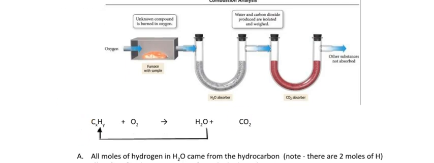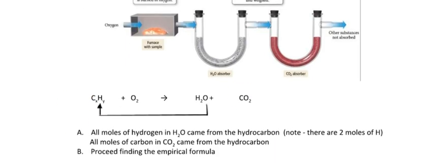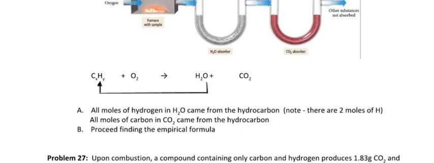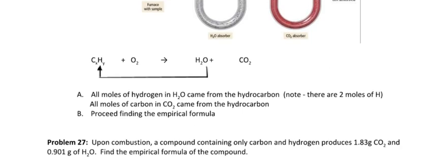So as I wrote here, all moles of the hydrogen in water come from the hydrocarbon. Note there are 2 moles of hydrogen. All moles of carbon in carbon dioxide come from the hydrocarbon, and proceed finding the empirical formula just like the RAP, okay? So it says, upon combustion, a compound containing only carbon and hydrogen, this is the easy one, produces 1.83 grams of carbon dioxide and 0.901 grams of water. Find the empirical formula. Okay, let's do that.